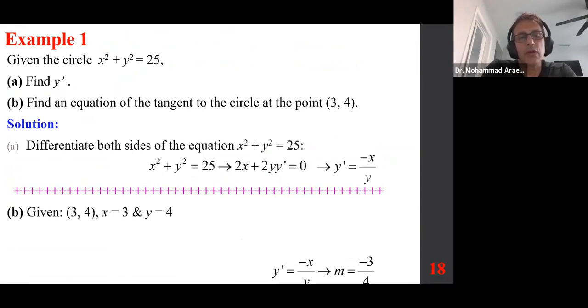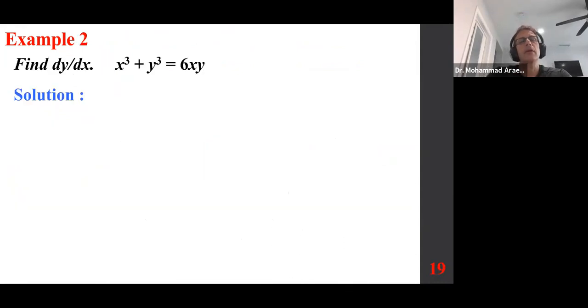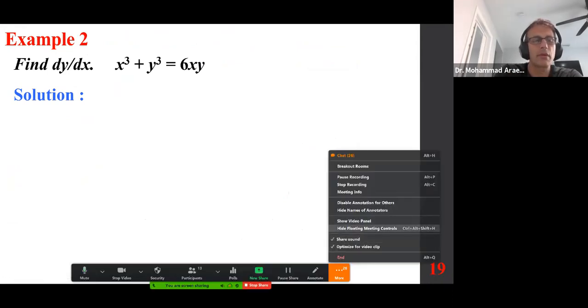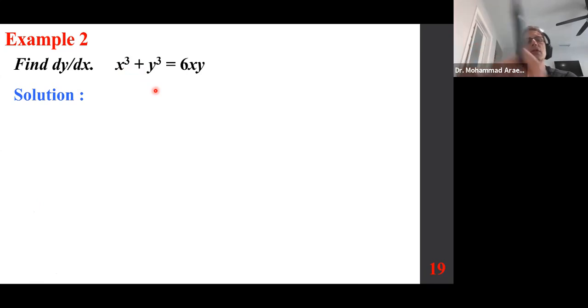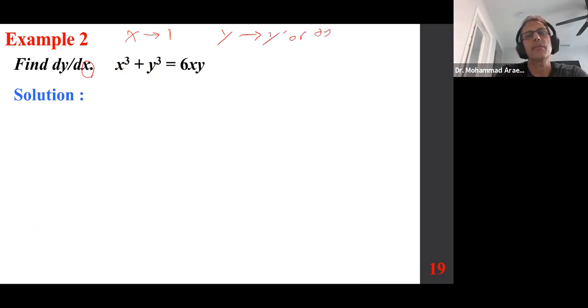Okay, so for example, in this case, I'm going to go over the very first step only because we have covered this. x cubed gives you 3x squared, and y cubed gives you 3y squared dy/dx. Because when x is the independent variable, the derivative of x is 1, the derivative of y is y prime or dy/dx. Remember that. That's the reason.